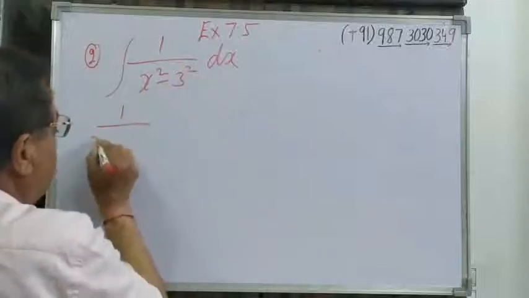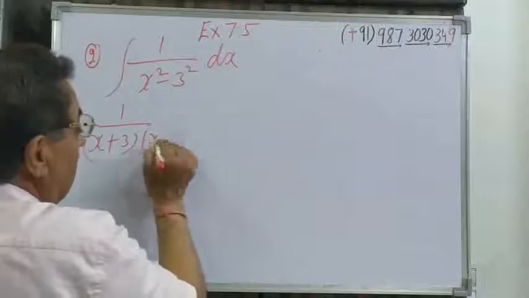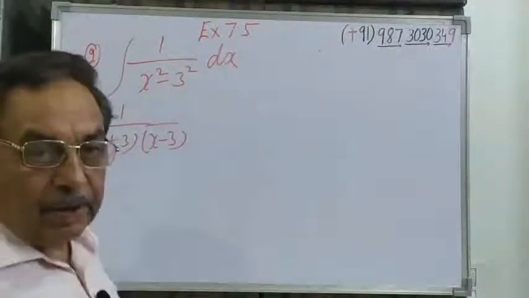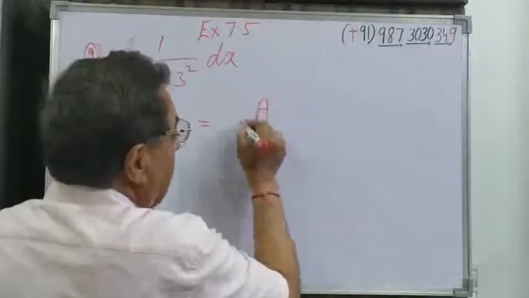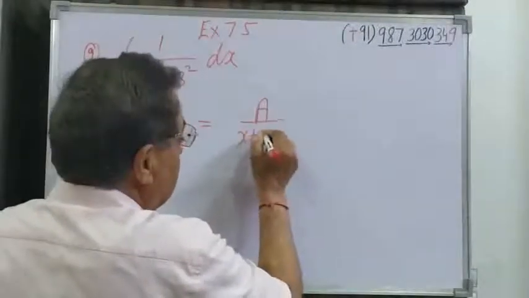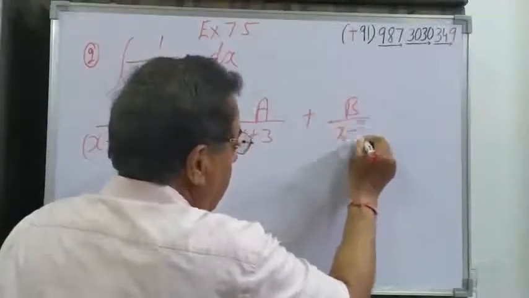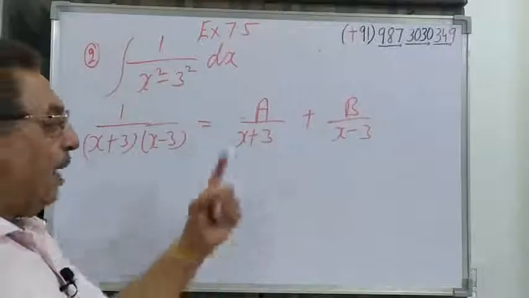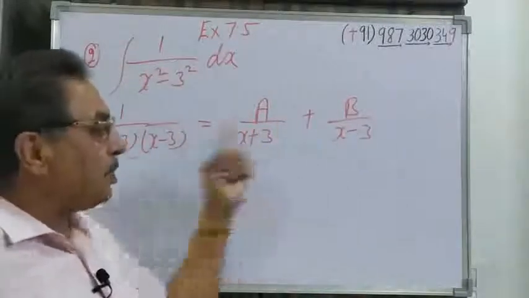The factor would be x plus 3 into x minus 3, by using the identity a square minus b square. So now this can be written as a upon x plus 3 and b upon x minus 3. Now, for finding the value of a and b, I will multiply both sides.